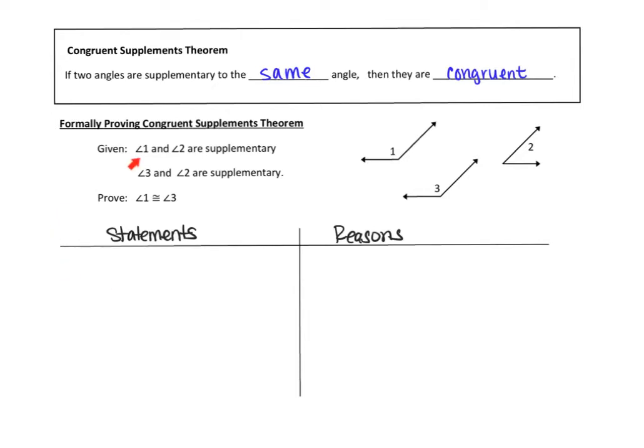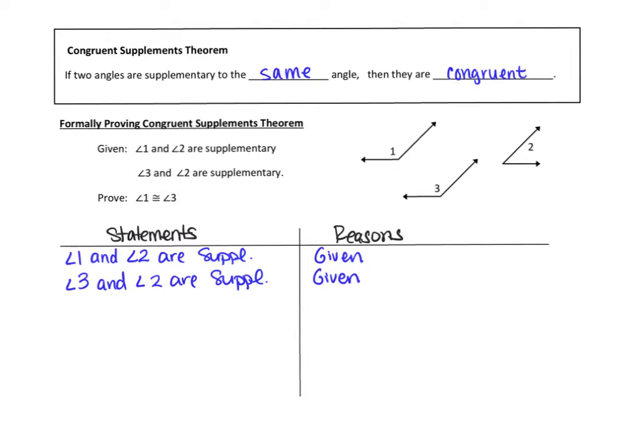So we are given that angle 1 and 2 are supplementary. So that's this one and this one. We are also given that angle 3 and angle 2 are supplementary. So that would be your next statement with the reason of given. We are trying to prove that angle 1 and angle 3 are congruent. That's going to be the very last step of our proof.